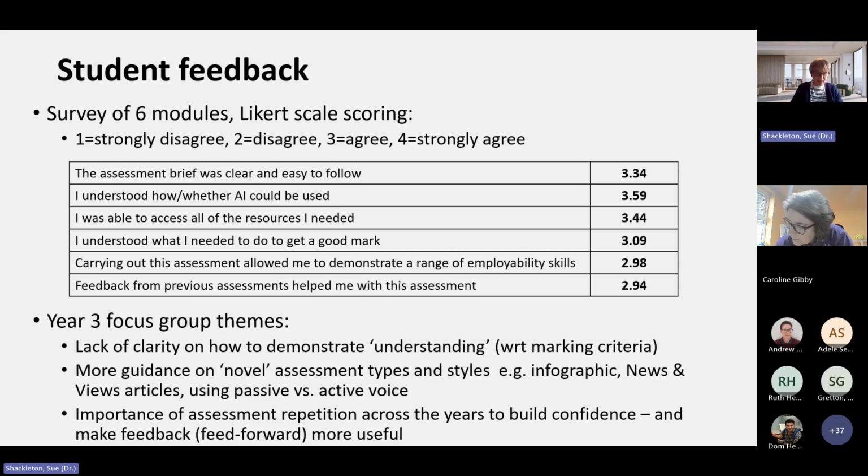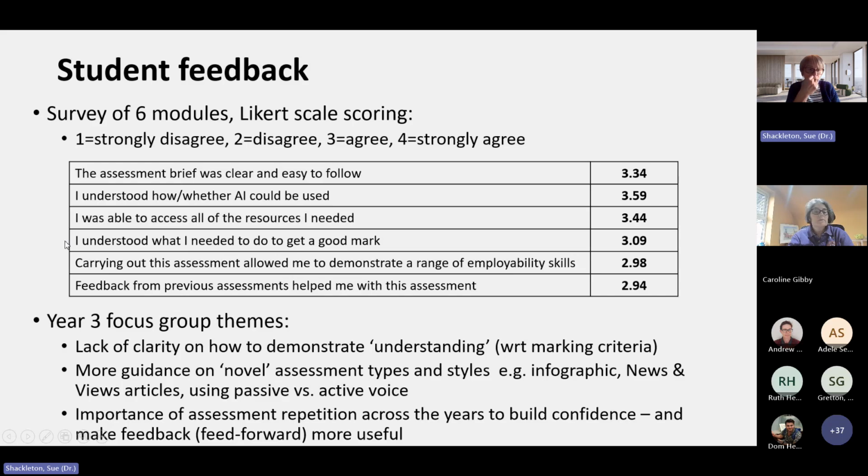I guess the questions or statements that scored less well, we probably need to work on a little more. I understood what I needed to do to get a good mark, and that maybe reflects the level of extra support that students were given within the module, whether there was a preparation session that went through previous examples, and discussed the marking rubrics and what scores or marks those particular assessments would have received. So that's something we need to look at in a bit more detail.